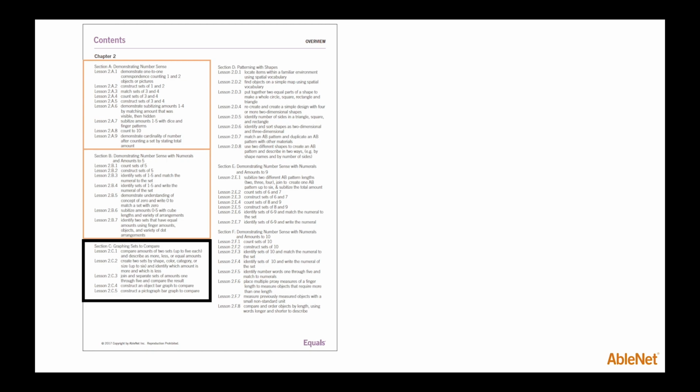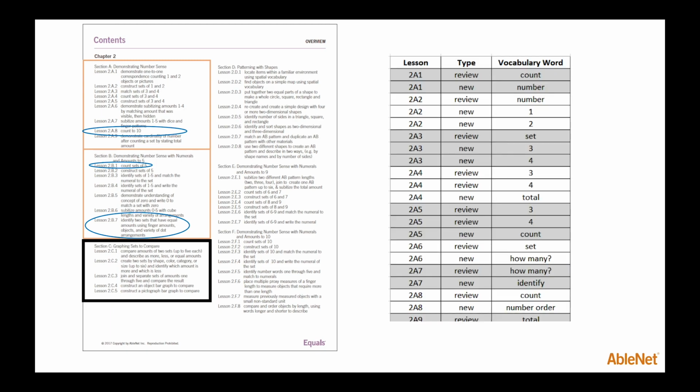For example, this section is about graphing amounts to compare. I would want to make sure my student could count to 10, construct a set to 5, as well as identify sets that are equal before beginning the lessons in Chapter 2, Section C. After you identify the section and prerequisite skills you may want to cover, you can then reference the chapter vocabulary to see if there are specific vocabulary words you feel your student may need to be taught prior to teaching the lessons in the section.